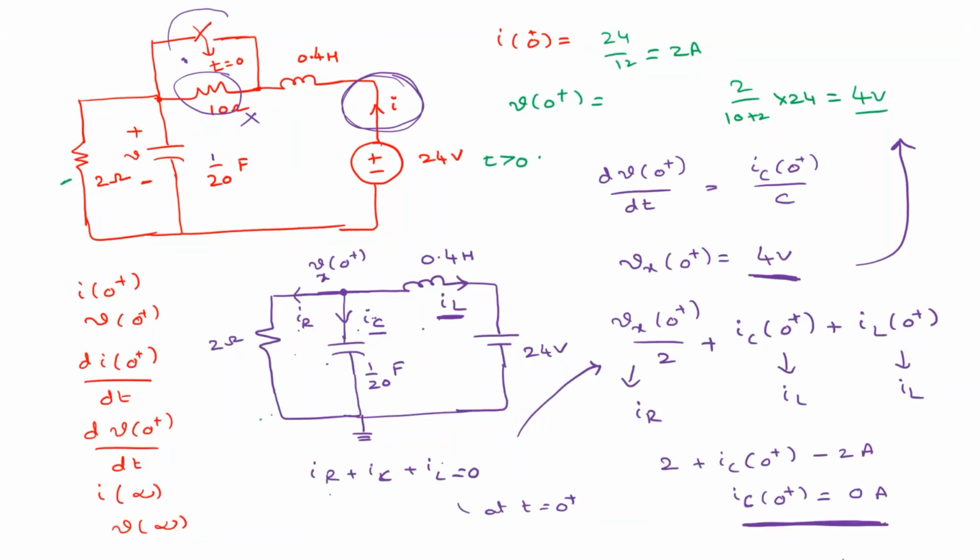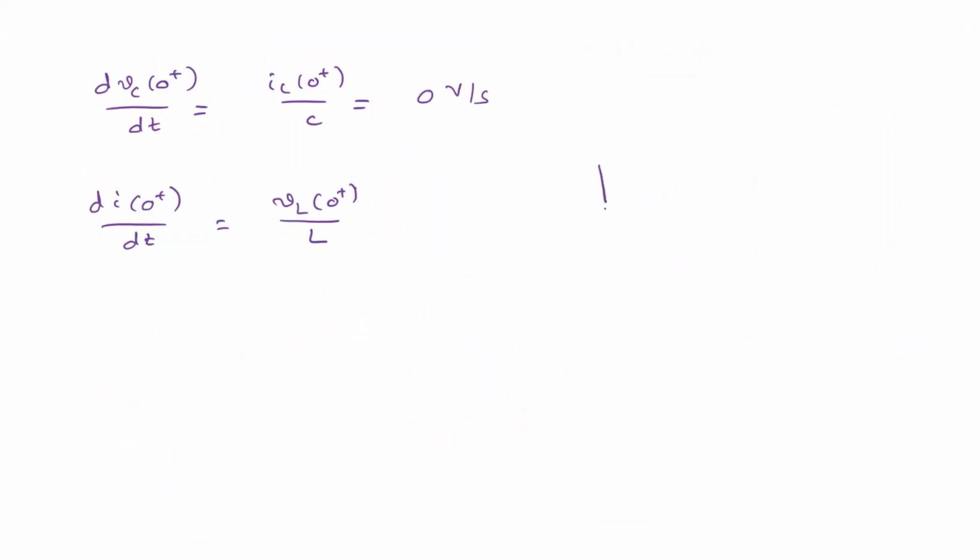Understood? Agree? Sir, how to calculate the inductor voltage Vx of 0 plus? Vx of 0 plus is minus 24 by 0.4, sir. Wait. So this is the circuit, right? I will draw the circuit. It will be confusing otherwise.